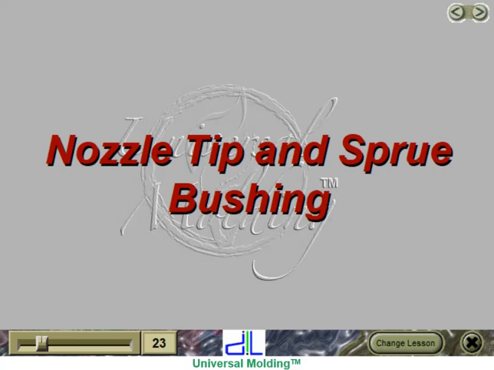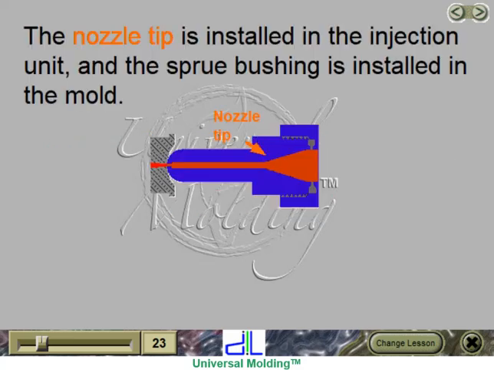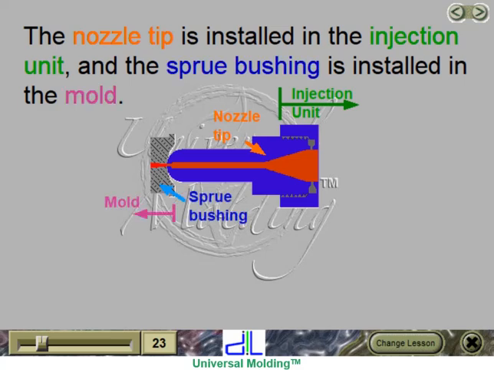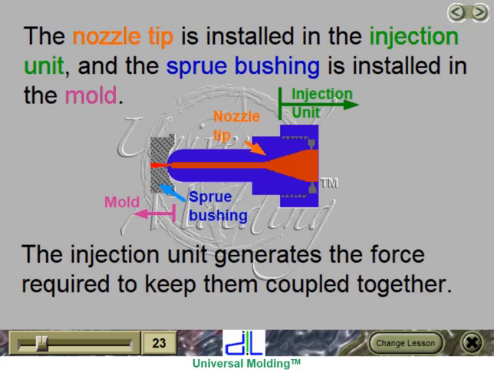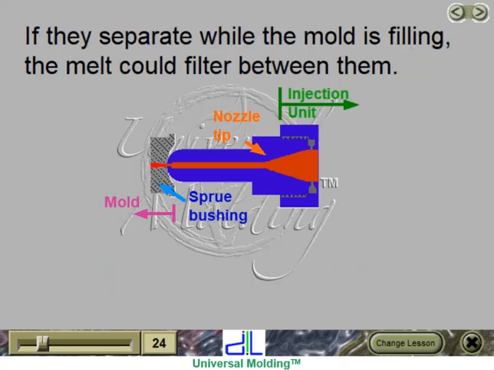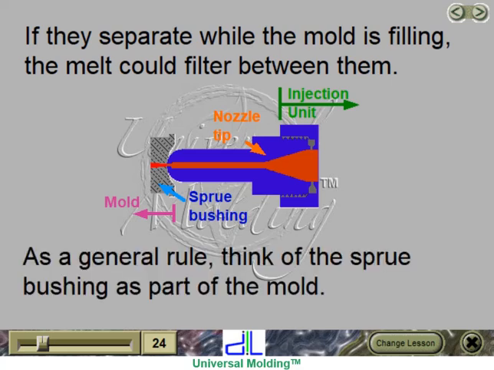Nozzle tip and sprue bushing. The nozzle tip is installed in the injection unit, and the sprue bushing is installed in the mold. The injection unit generates the force required to keep them coupled together. If they separate while the mold is filling, the melt could filter between them. As a general rule, think of the sprue bushing as part of the mold.